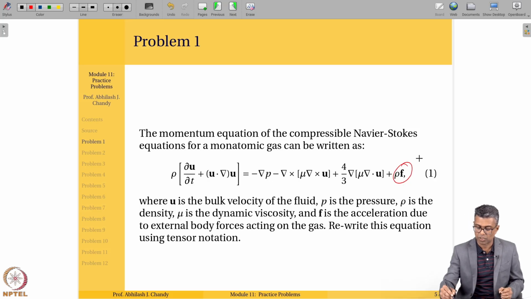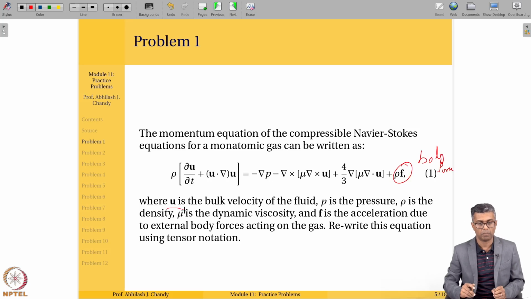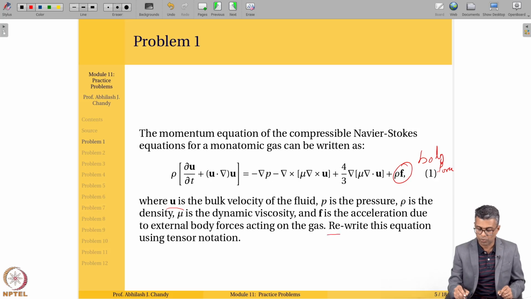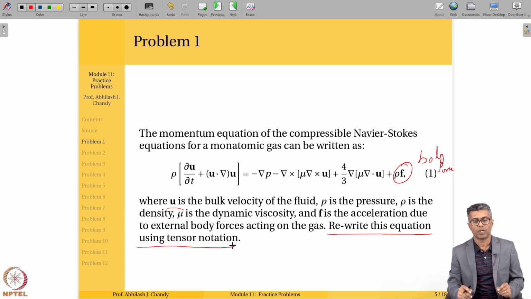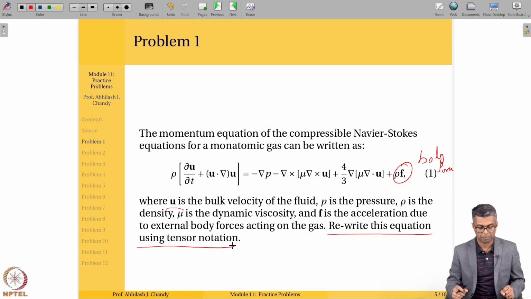Okay, this could be just a body force, but as you can see, the equation is written in vector form. Remember, u is the bulk velocity of the fluid, p is the pressure, rho is the density, mu is the dynamic viscosity, f is the acceleration due to the external body forces acting on the gas. We have to rewrite this equation using tensor notation. That's what we have to do. So how do we do it? I'll give you a few seconds, almost a minute, to try and think about how you can do this. How do we work it out?